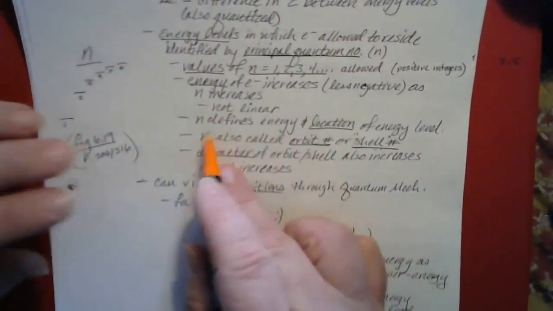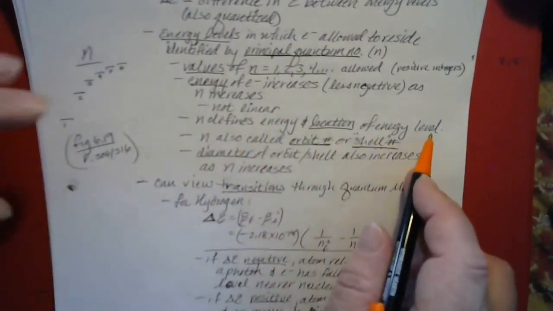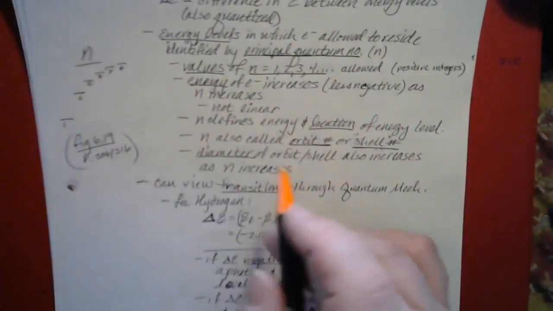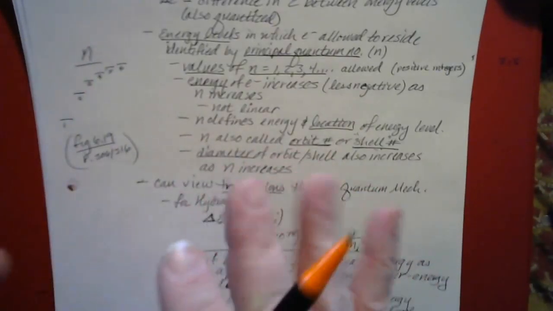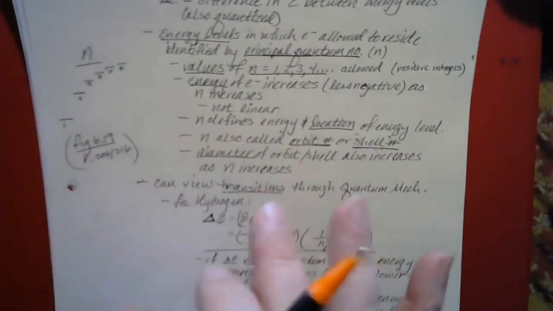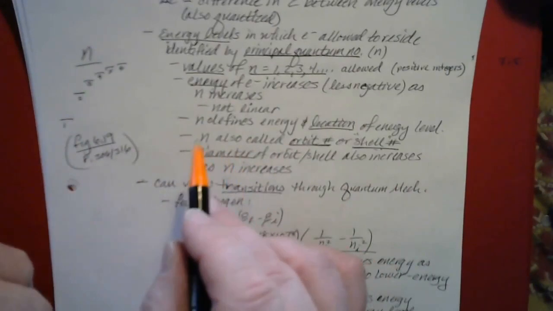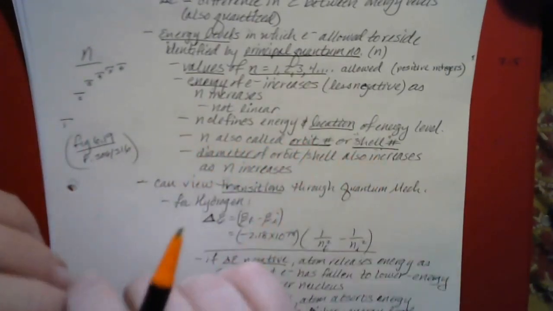N, the principal quantum number, defines the energy and the location of the energy level. That is basically how big it is. But it doesn't tell you what the shape or the orientation in space of the orbital will be. That's coming in the future. N is also called, again, the shell number or the orbit number, as we've been calling it so far.